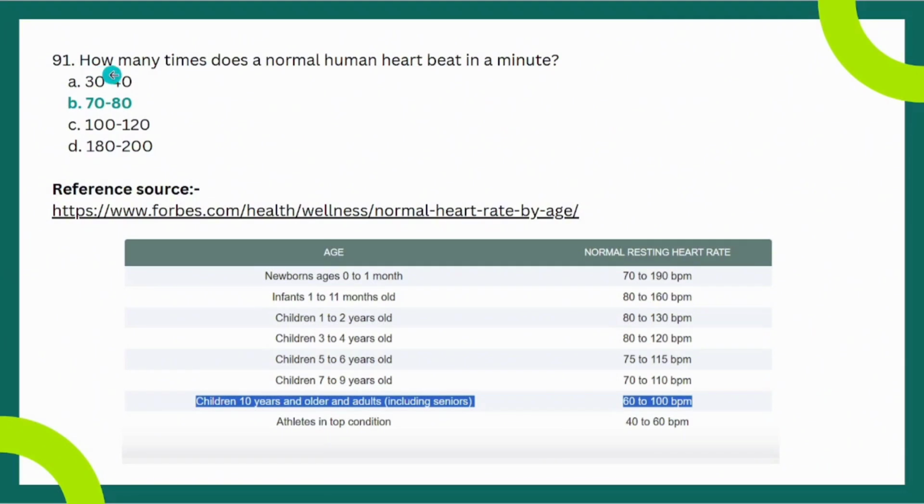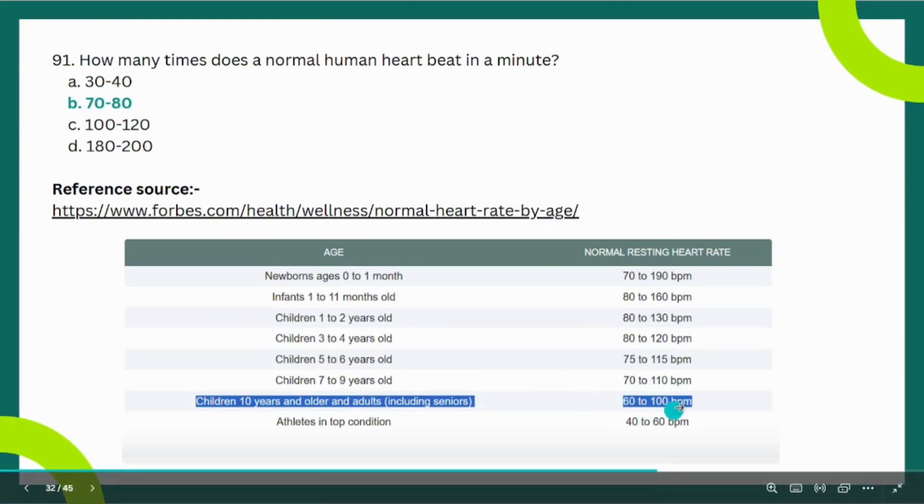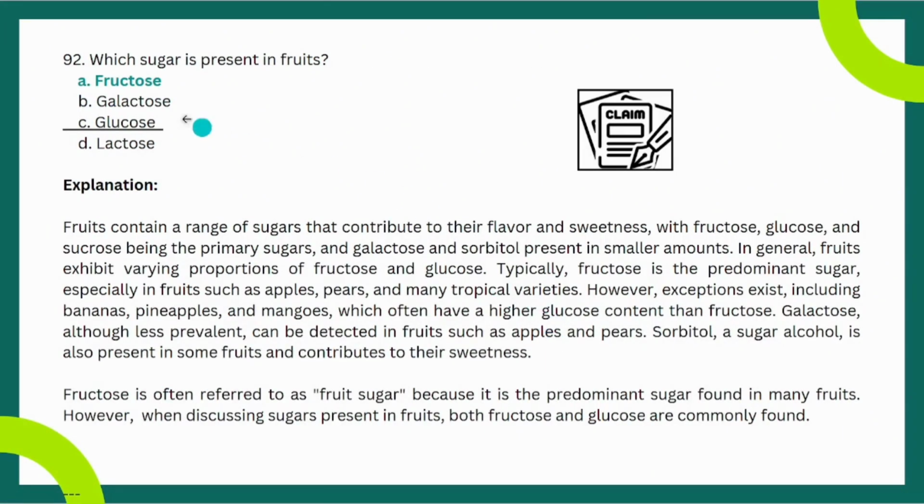Next one. How many times does a normal human heart beat in a minute? The answer is 70 to 80. The actual range is 60 to 100. Yes, from the age of 10 onwards, the normal resting heart rate is 60 to 100. This is a typical exam question. So I'm moving on to the next question.